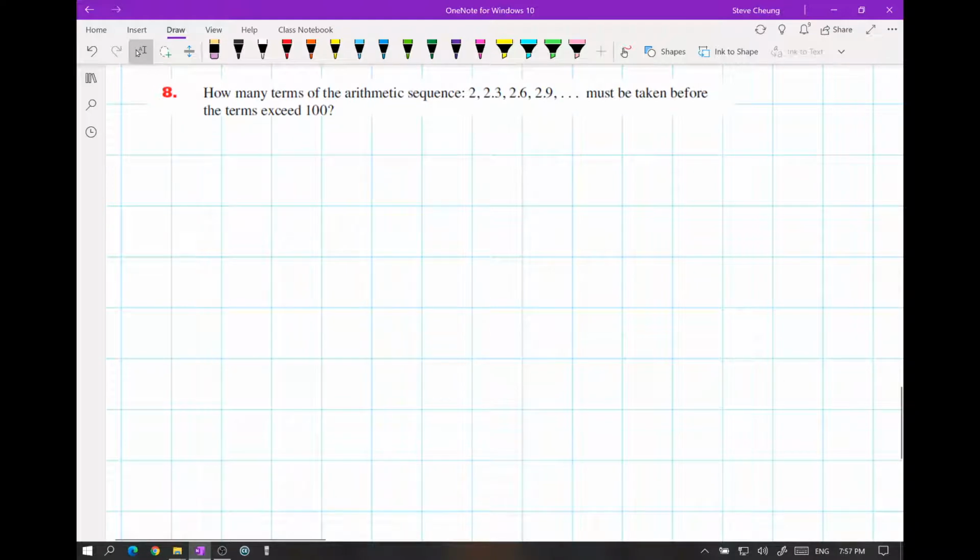Oh no, we got decimals. Well, decimals are just numbers. How many terms does it take to exceed 100? So first thing first, common difference is 0.3. So it's like one of those questions in class where I ask you to find the number of terms such that the sum is below 100, and then give me the next number that goes above 100.